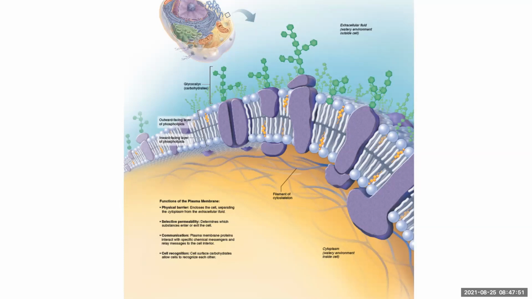Amphipathic proteins with channels. Now you notice some of these proteins have channels, like here in this diagram. So there's a channel. That means things can come in and items can be moved out.